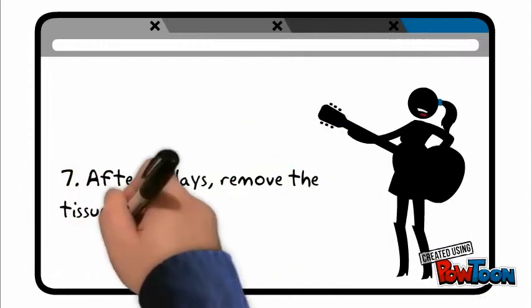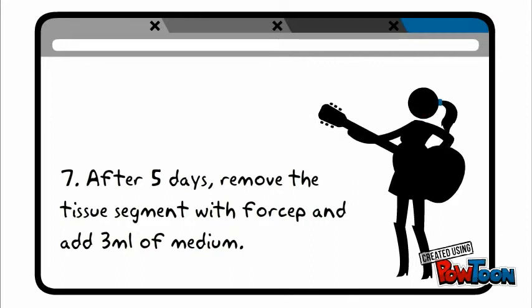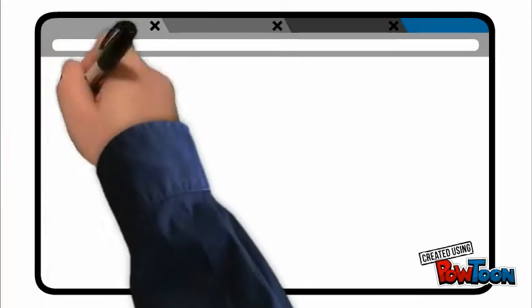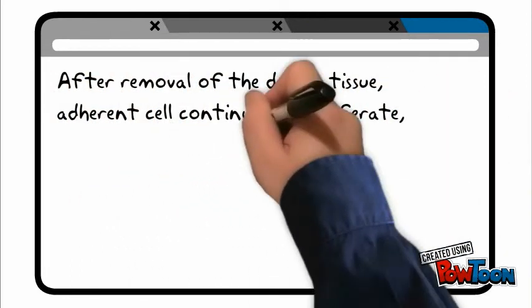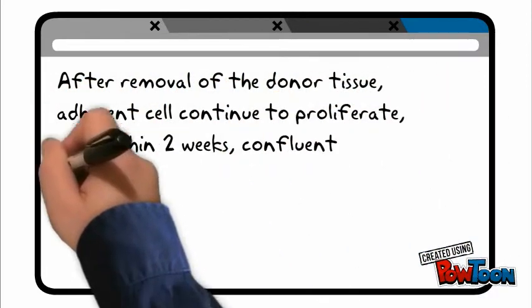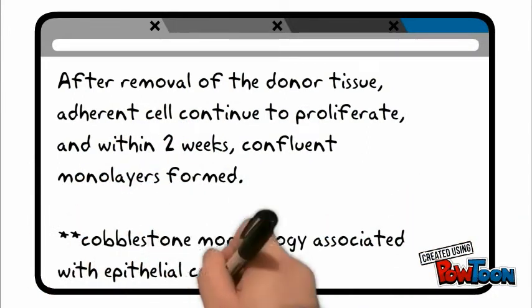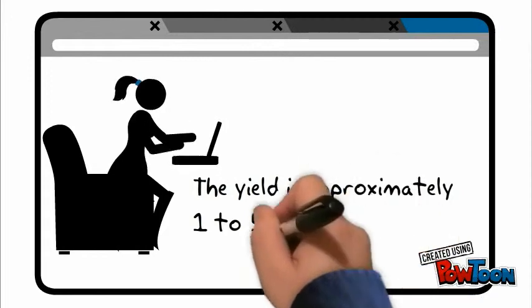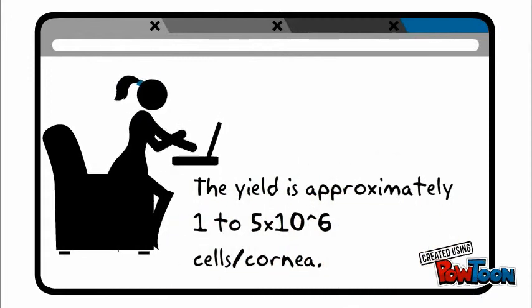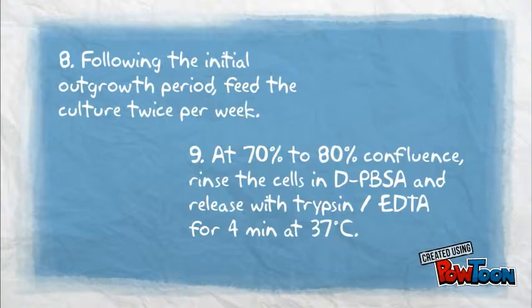After 5 days, remove the tissue segments with forceps and add 3 ml of medium. After removal of the donor tissue, adherent cells continue to proliferate, and within 2 weeks, a confluent monolayer forms. The yield is approximately 1 to 5 times 10 to the power of 6 cells per cornea. Following the initial outgrowth period, feed the culture twice per week.